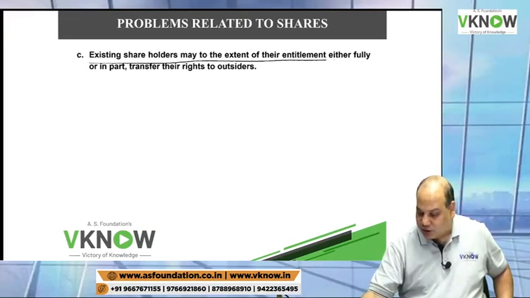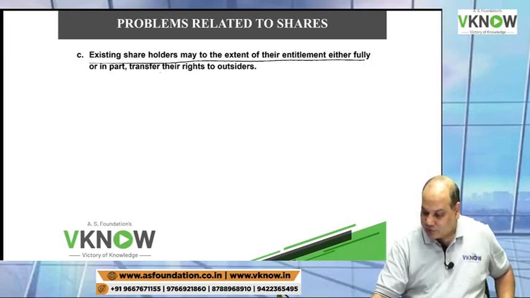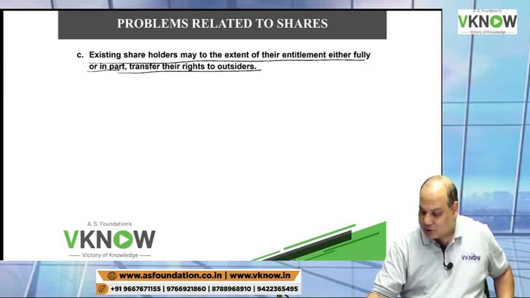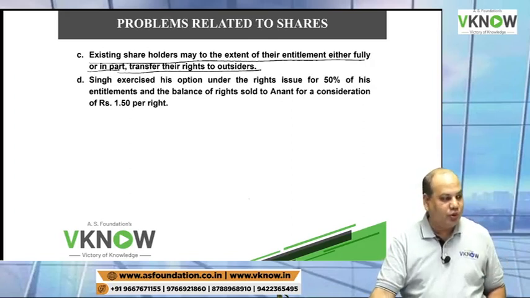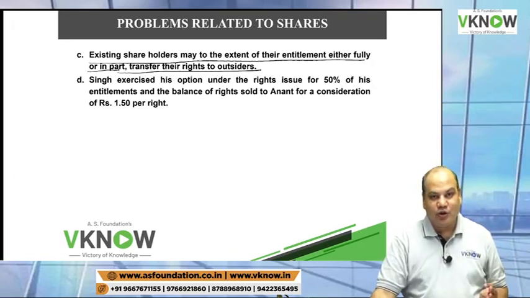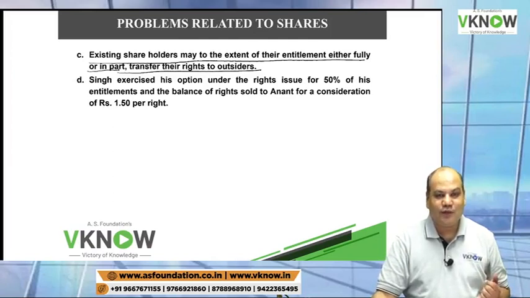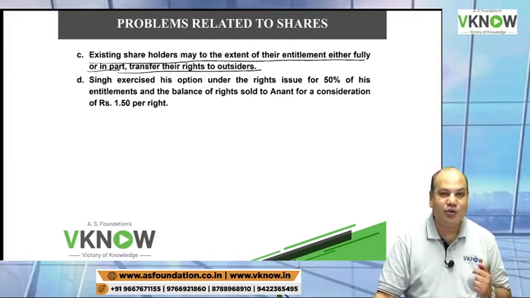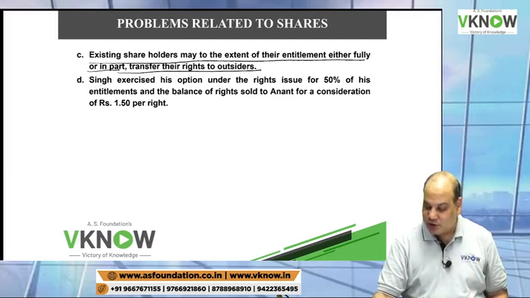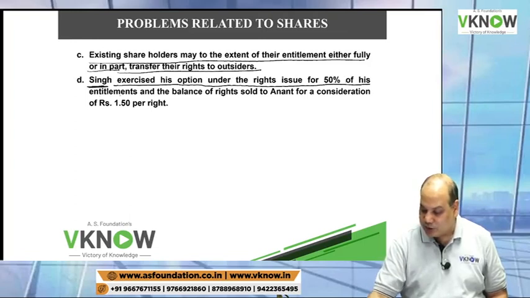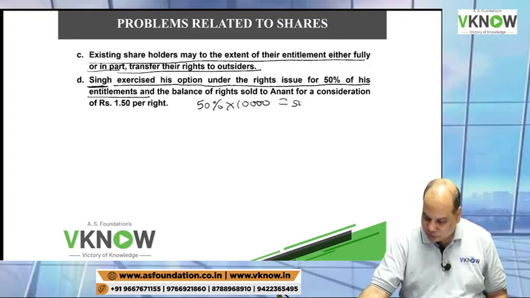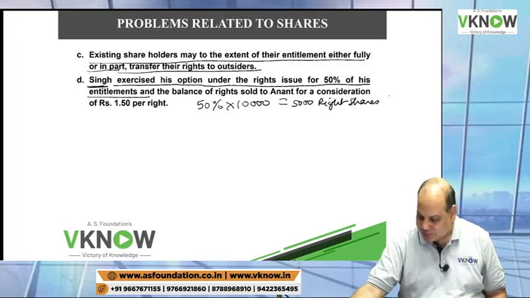Existing shareholder may exercise fully or in part and transfer their rights to outsiders. So you have been given choices. You can either use your right for yourself, you can even sell your rights to others. So what Singh did, exercise his option under the right issue for 50% of entitlement. So 50% into 10,000, 5,000 right shares purchased.